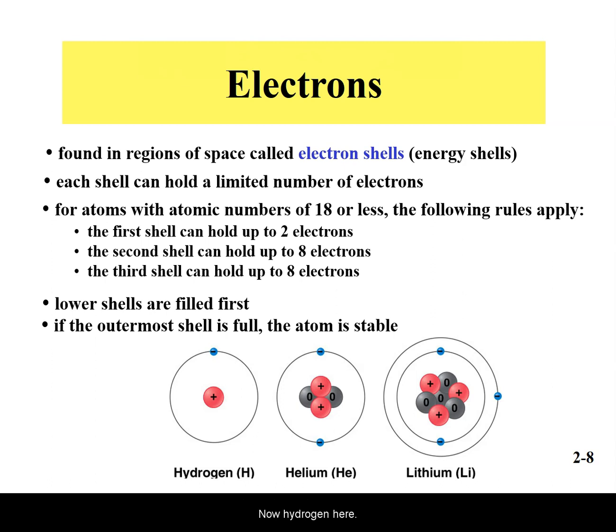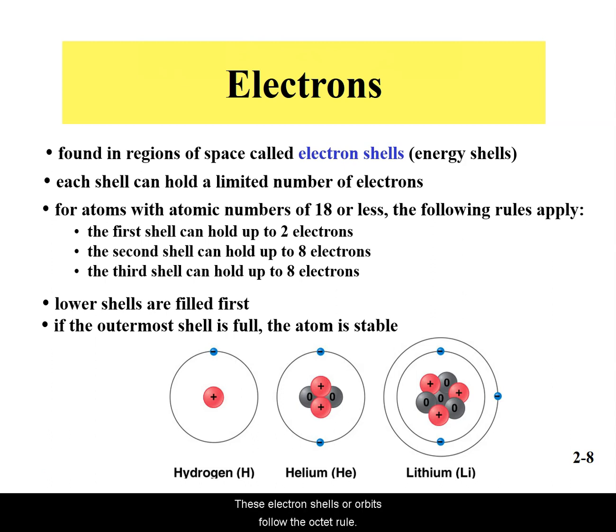Now, hydrogen here only has 1 electron. This outer energy shell, this orbit here, is not full, so this makes hydrogen extremely volatile. Helium is inert. It's not volatile because its outermost shell is full. Lithium is also very volatile because its outermost shell is not full. If the outermost shell is full, the atom is going to be what we call inert or stable.